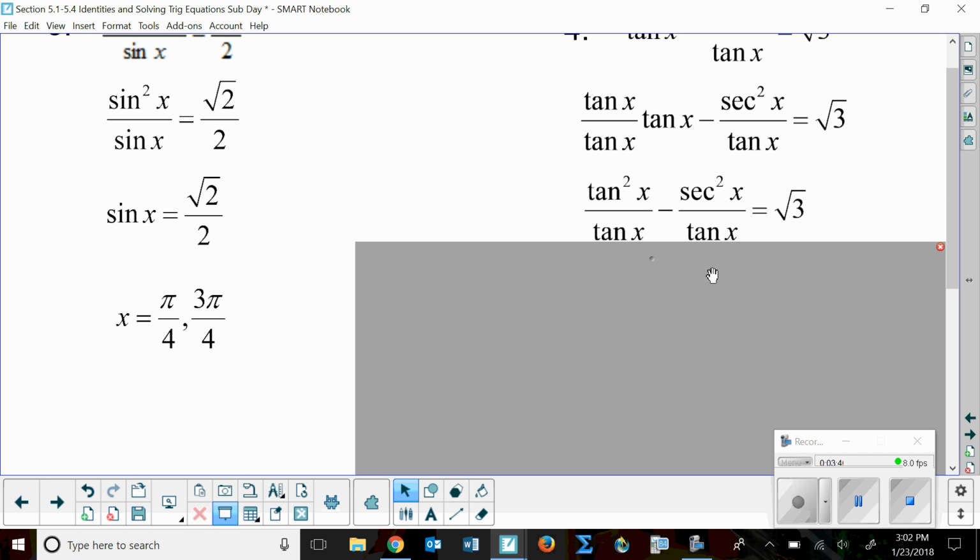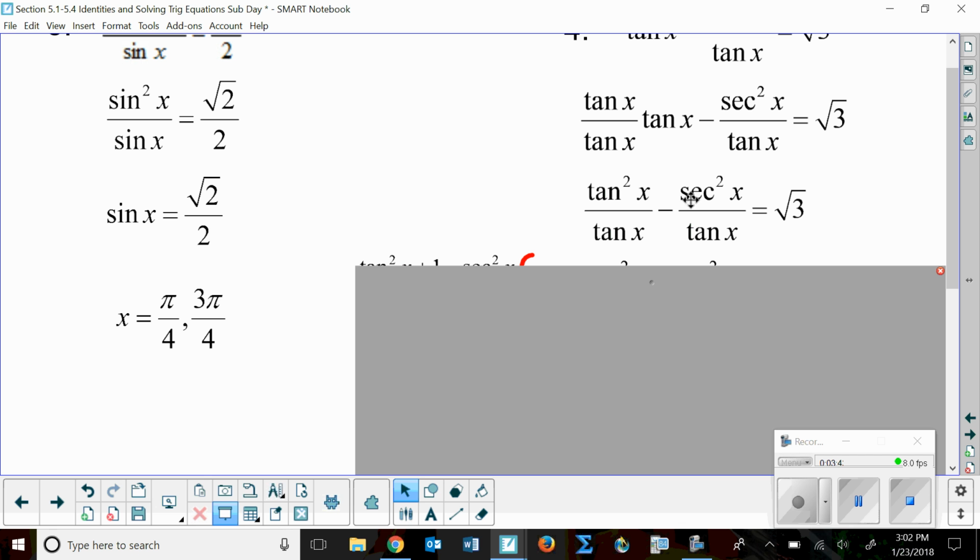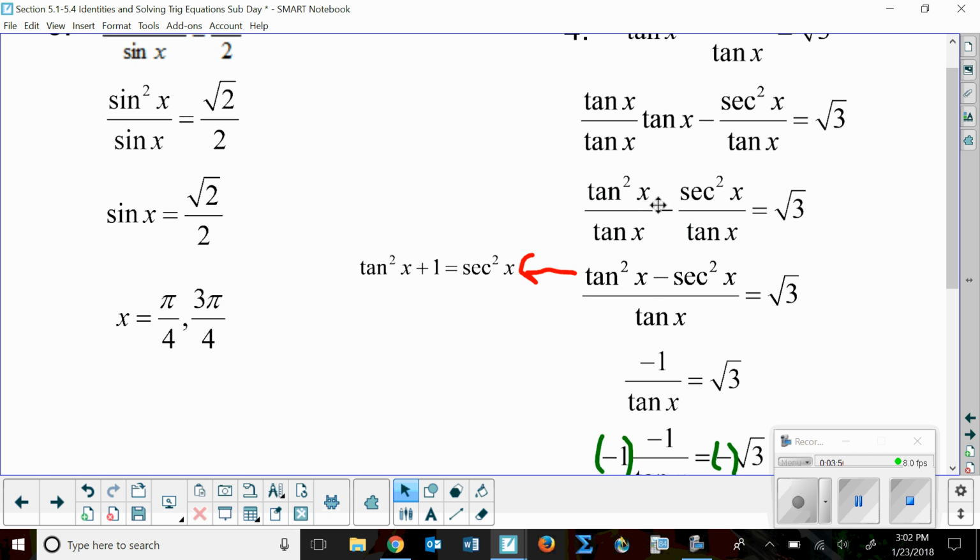Then at that point, I get tangent squared x minus secant squared x, tangent squared x over tangent x minus secant squared x over tan x. And at this point, I'm able to subtract my fractions and use that common denominator. When I see this all in the numerator, I recognize that it's one of the Pythagorean identities that's just a little bit transformed. So if I subtract secant squared x over to this side, I can subtract -1 over here. So this whole numerator equals -1.